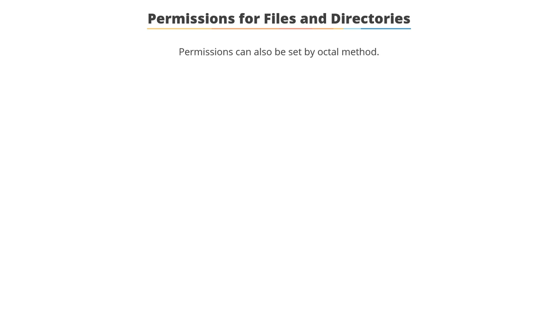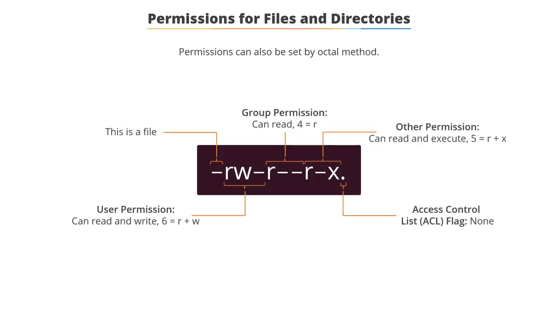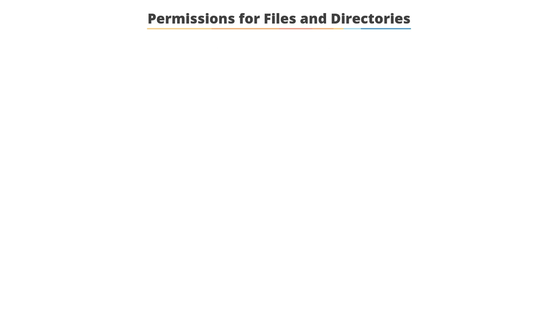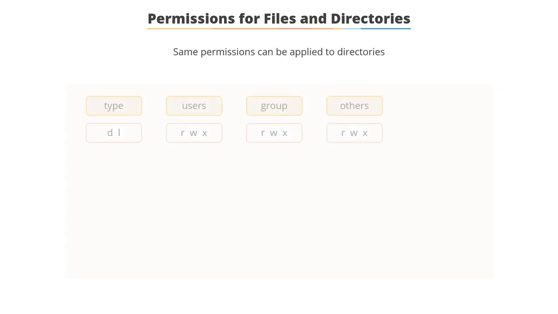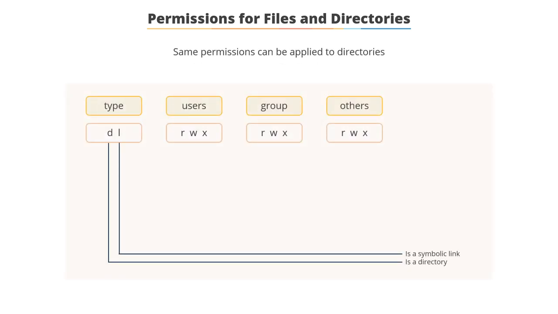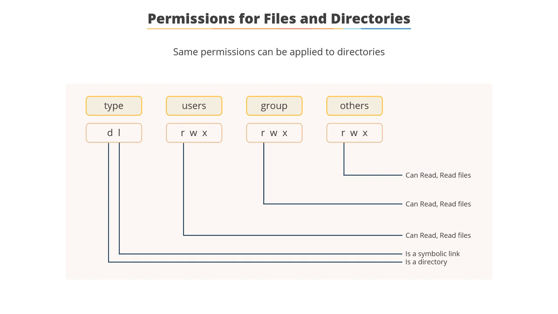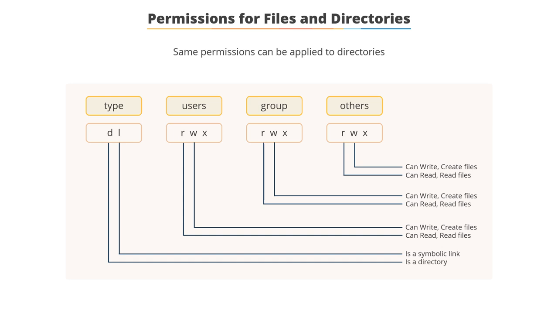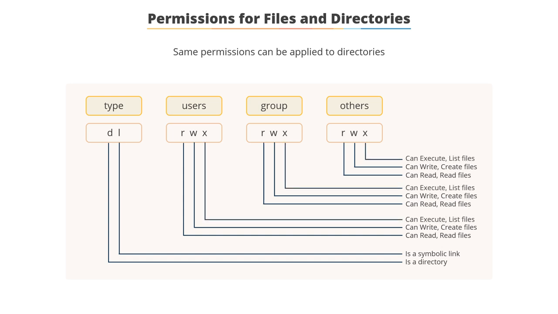Permissions can also be set by octal method. Here, numerical values are used instead of symbols. R equals 4, W equals 2, and X equals 1. You can use the same permissions used for files and directories. R indicates that you can go to the directory and read the files. W indicates that you can create files in the folder. X indicates that you can use the ls command to list the files in the folder.